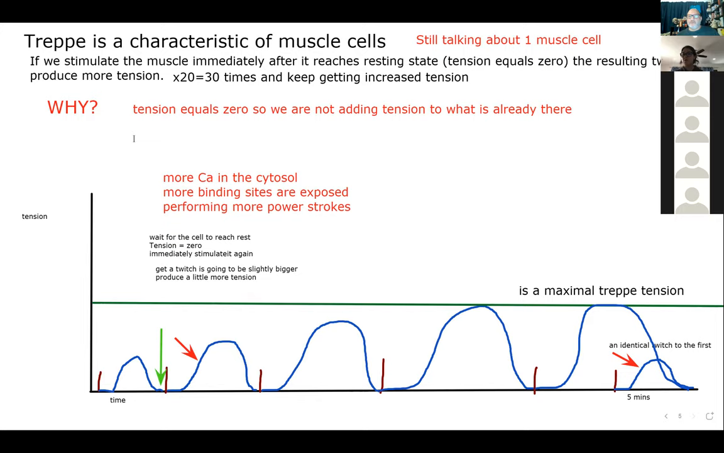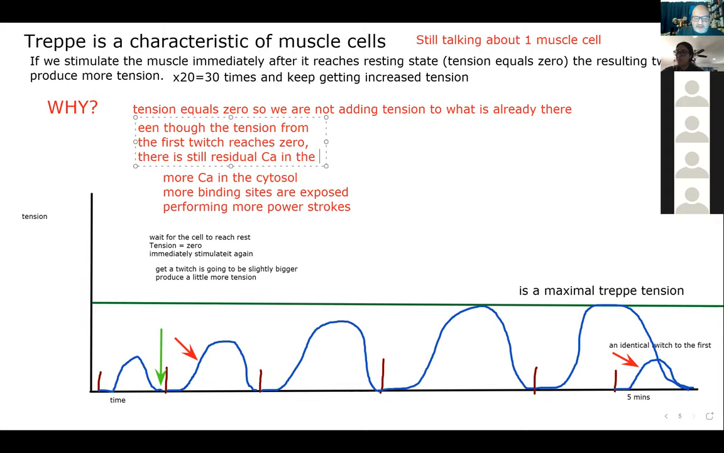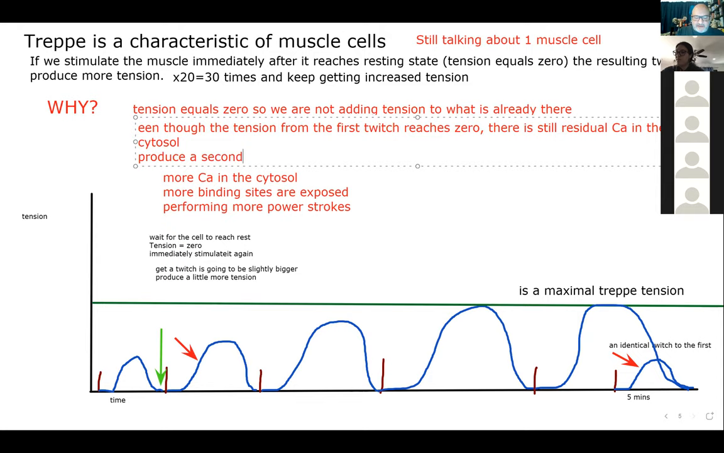Even though the tension from the first twitch reaches zero, there is still residual calcium in the cytosol. So when we produce a second muscle action potential, it releases its calcium that adds to the residual calcium. So we have more calcium in the cytosol.